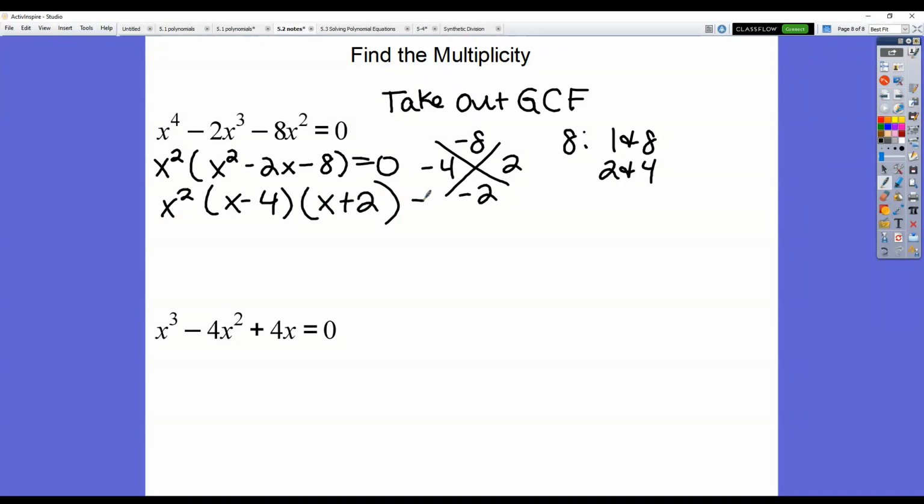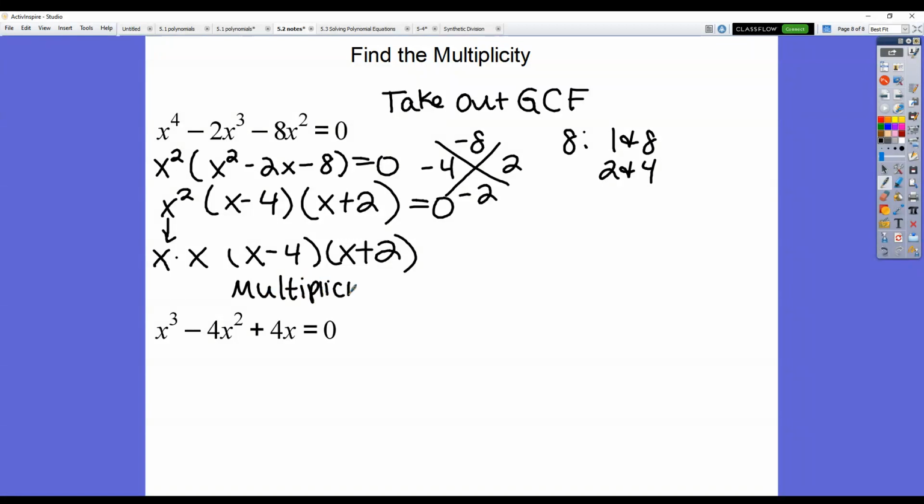Okay, so you may be wondering, well, it doesn't look like there's a multiplicity. Yeah, there is. This could be written as x times x. So my multiplicity is 2, because we have x times x.